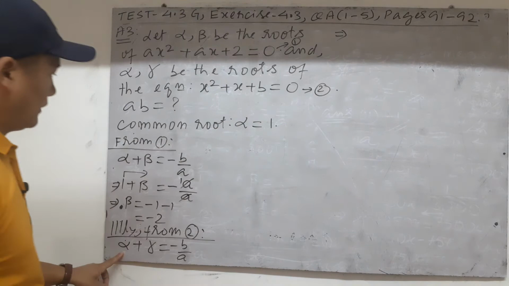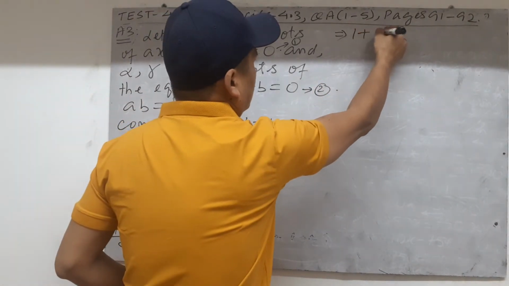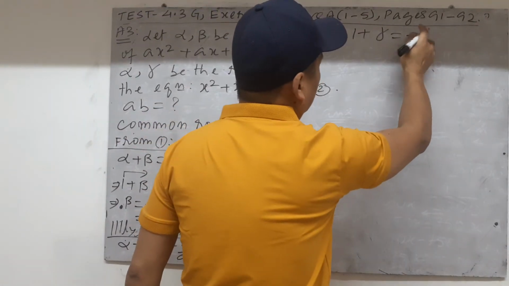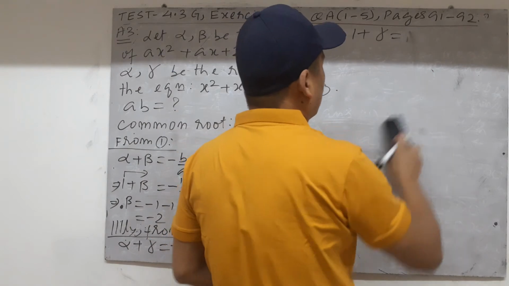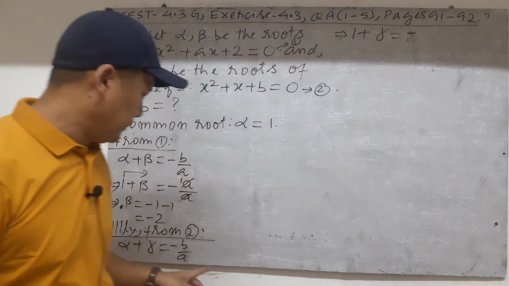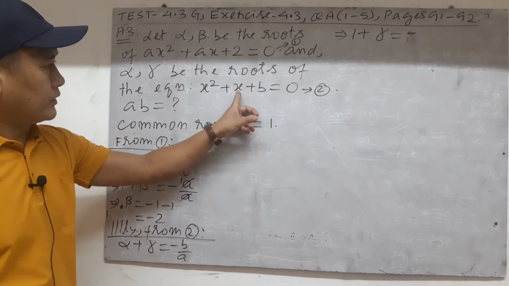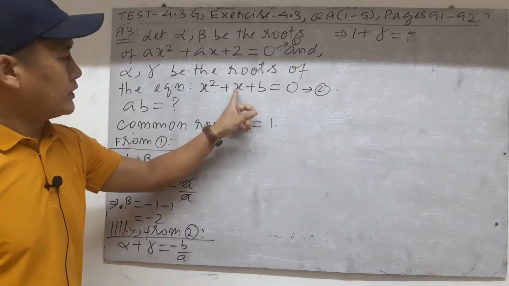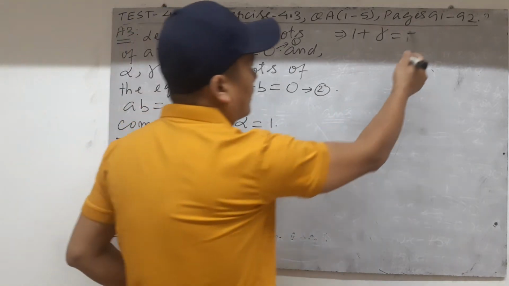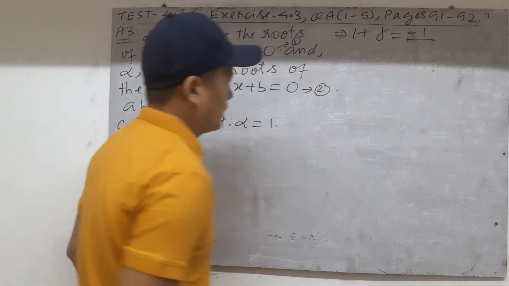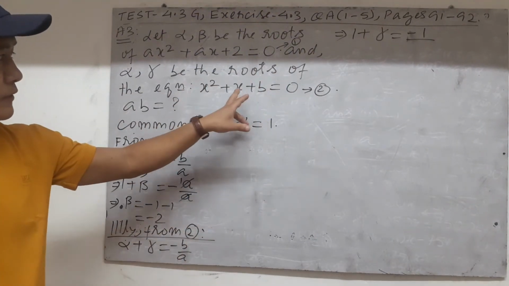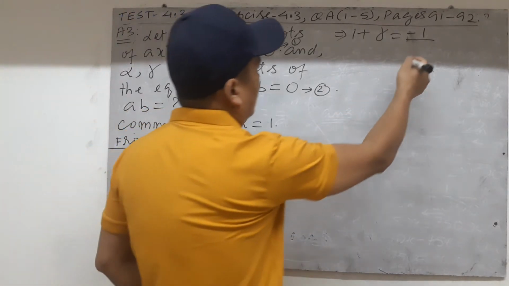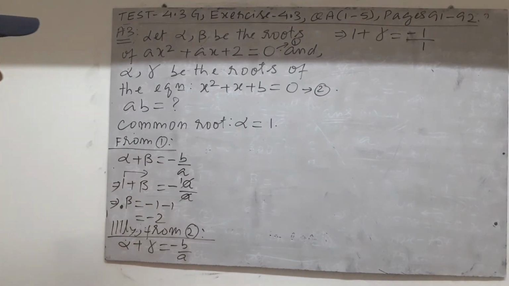See, alpha is the common root, 1 plus gamma, the next one we don't know yet, is equal to minus, and as you put the minus, then b of equation 2, not equation 1. The b of equation 1 is a, the coefficient of x, but b of equation 2 is this one, so no number means plus 1. So you put minus for the formula and plus 1 for the b of equation 2, by a of equation 2, which is 1. Here the coefficient of x squared is a. So I write it like that.